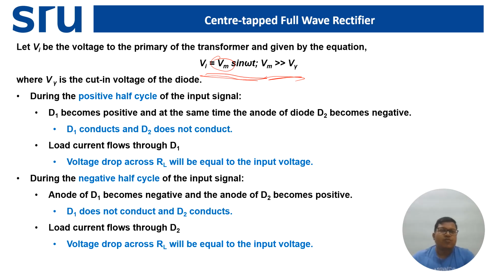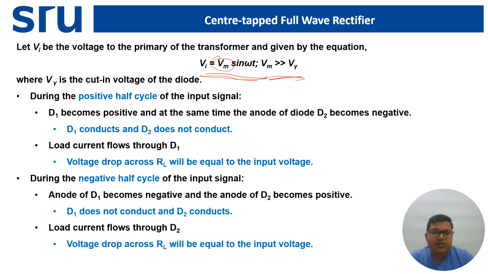So during the positive half cycle of the input signal, the anode of D1 becomes positive, and at the same time the anode of D2 becomes negative, as I told earlier. That means D1 will conduct and D2 will not conduct. So the load current flows through D1, and the voltage drop across RL will be equal to the input voltage, because when a diode conducts there is no such voltage drop across it. So whatever the voltage, it will be fully loaded at the load resistor, right? So this is for the positive half cycle.